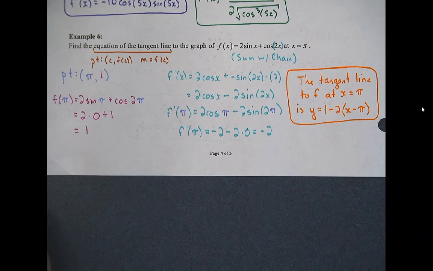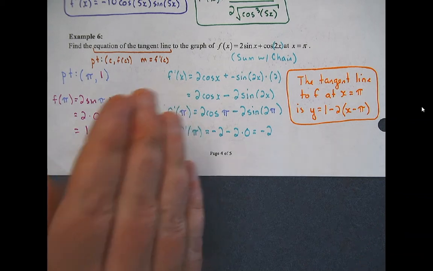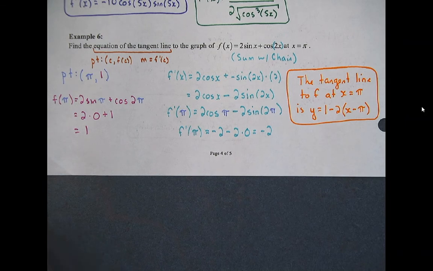What do you think? Find the equation of the tangent line to the graph. Yeah, why did I have such a problem with this in the past?